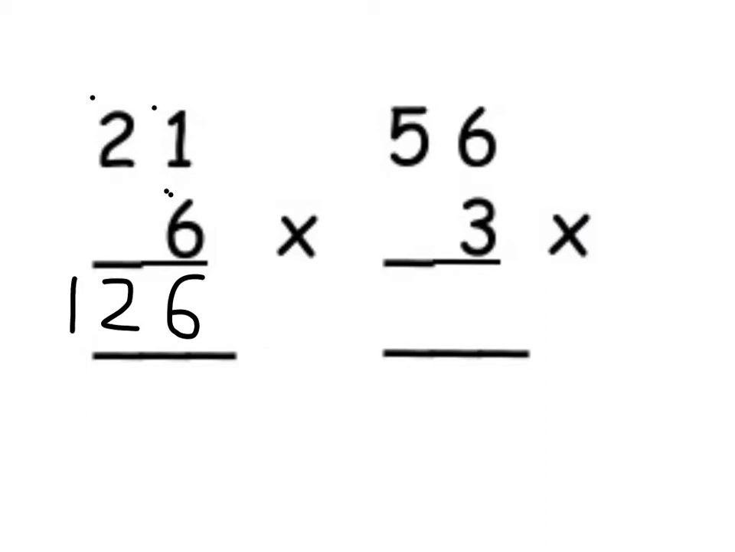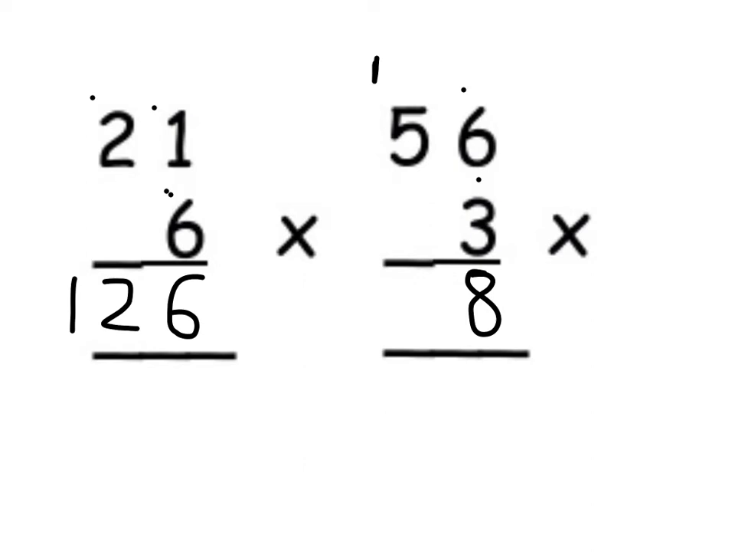Let's try the third question, 56 times 3. So I'm going to do 3 times 6, which is 18. Now put the 8 there. Now I haven't done 3 times 5 yet, so I just carry on my 1, and I'll add that to the result of 5 times 3 later.